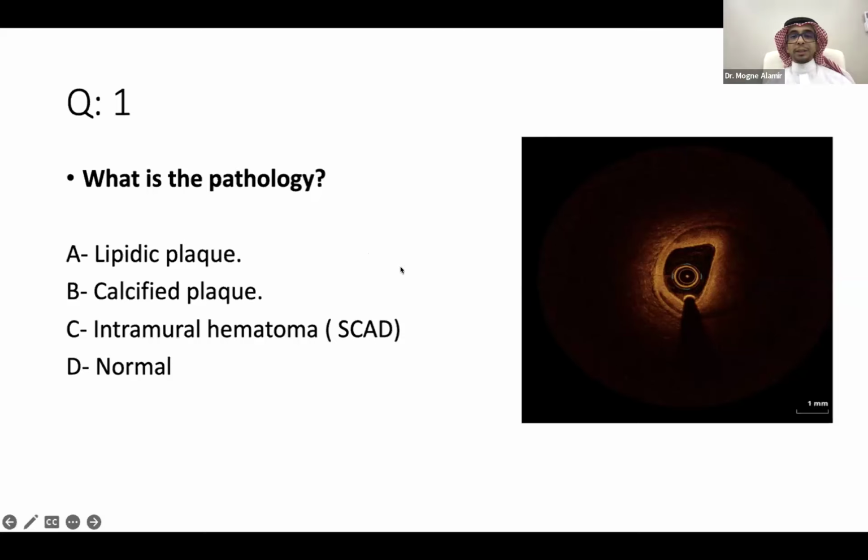The one who answered is the intramural hematoma. This is the correct answer. And why is that? Because you can actually see here almost the 3 normal layers of 360 of the vessel. And then there is a low backscattering area, which represents the hematoma within the wall. So this is actually a case of spontaneous coronary artery dissection.